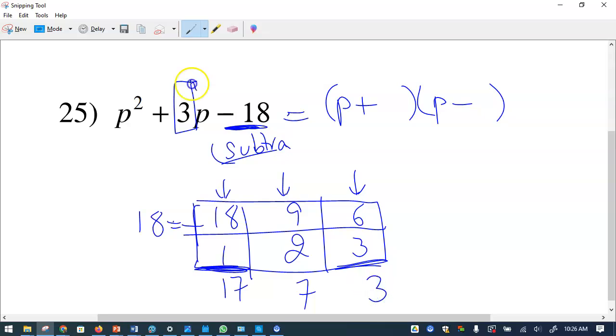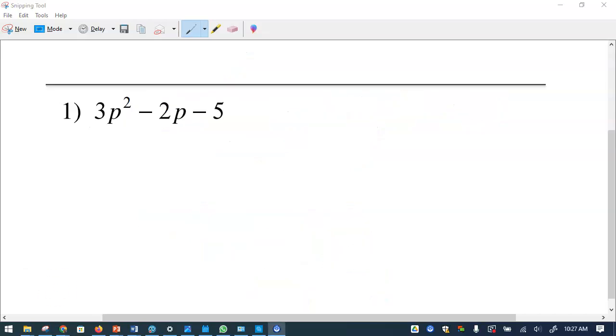So there you go. You got this 3, but then there is this plus 3. So to have the plus 3, the bigger one will take plus and the smaller one will take minus, right? So this answer will be plus 6 and minus 3, and you're done.